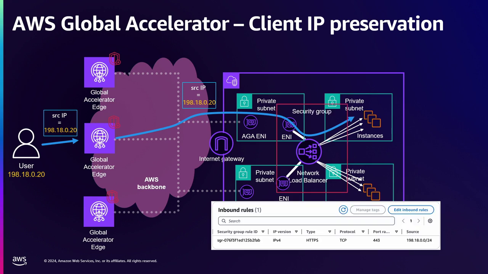Now, from a filtering point of view, how do we protect this traffic? To configure AGA with a network load balancer, we have to set up security groups on the network load balancer. So that could be one option, where we're setting up rules through security groups to limit where the traffic can come from.